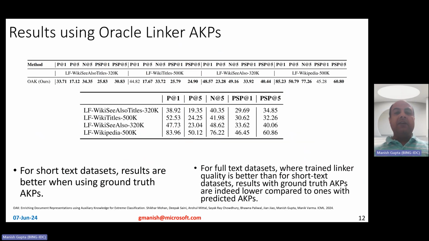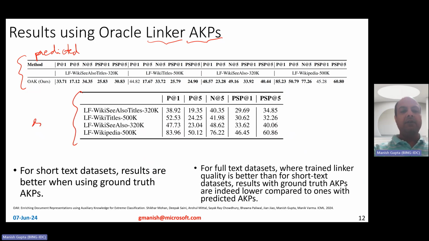Okay. Now, at runtime, we use our prediction linker, right? We use an extreme classification based linker to link the relevant AKPs within the input document. What if we used Oracle or ground truth auxiliary knowledge pieces? These are the results with predicted auxiliary knowledge pieces, and these are the results with Oracle auxiliary knowledge pieces.